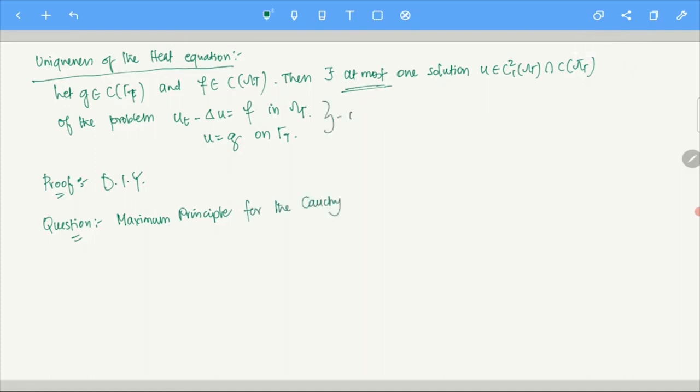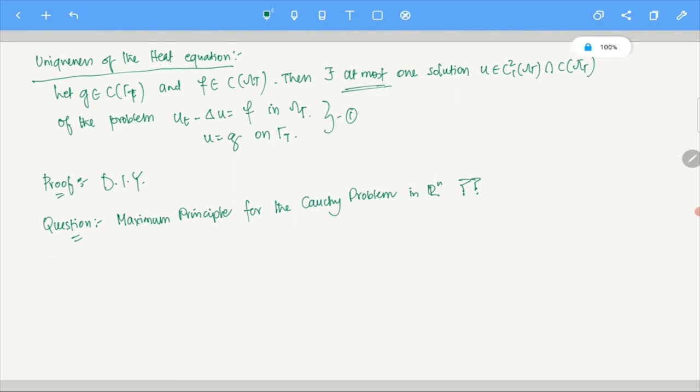Let's say one Cauchy problem. You do not have to have the boundary data, just u_t minus Laplacian u is fine. Okay, I will write down the Cauchy problem. So the question is the maximum principle for the Cauchy problem in R^n. Does that hold? The answer is this: no, it does not hold.